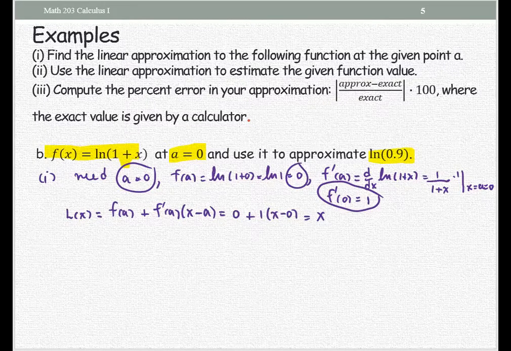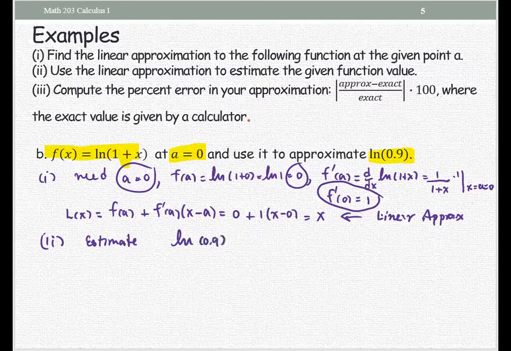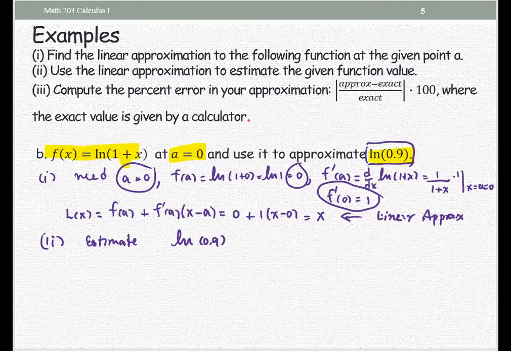So this is the linearization, or the linear approximation, or the line that we're going to use to approximate the nonlinear function value, the natural log 0.9. Step number 2, use this linear approximation to estimate natural log 0.9. Just pay attention to the form here. If you find the value of the natural log 0.9, compare with the function notation that we have.